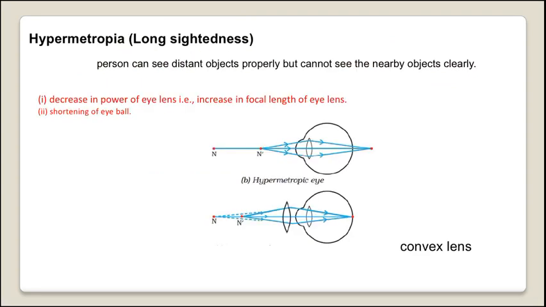Next, moving to the next defect, that is hypermetropia, that is long-sightedness. In this defect, a person can see distant objects clearly, but cannot see nearby objects clearly. The causes are a decrease in the power of the eye lens, or you can say an increase in the focal length of the eye lens, or shortening of the eyeball. It can be corrected by using a convex lens, and the person can easily see nearby objects also.